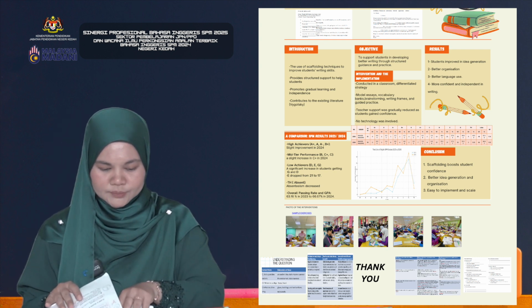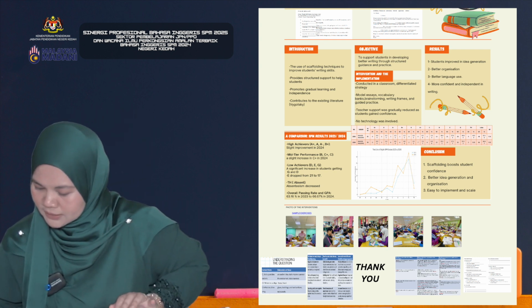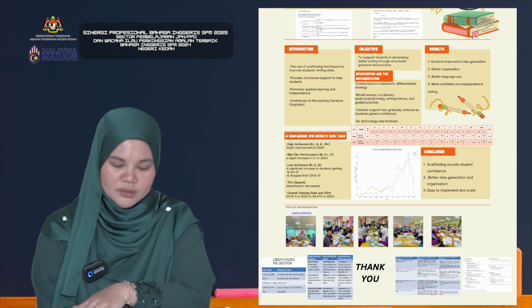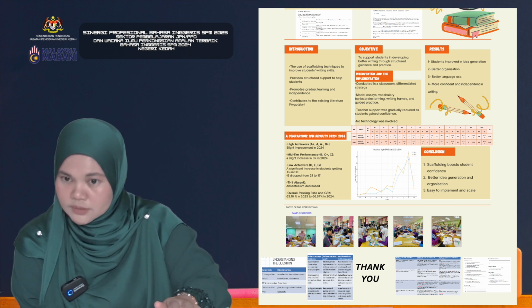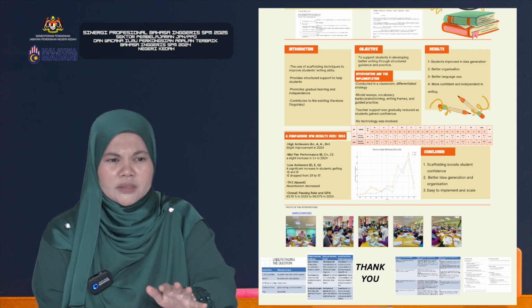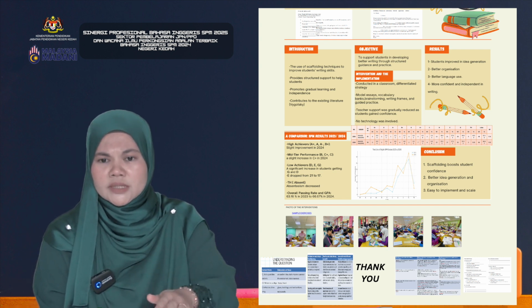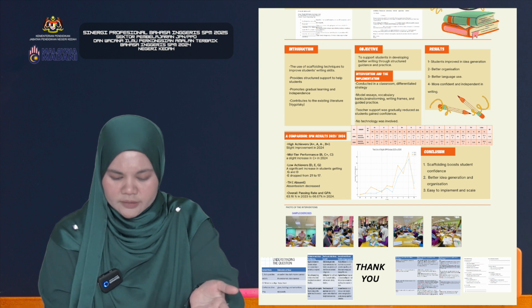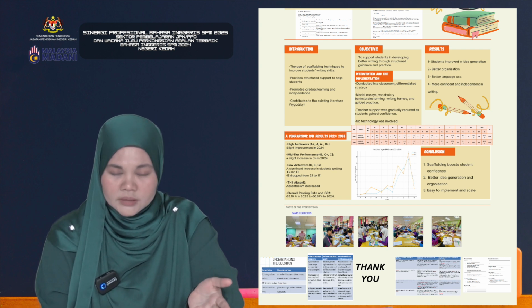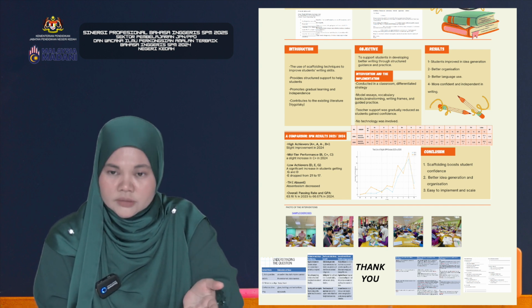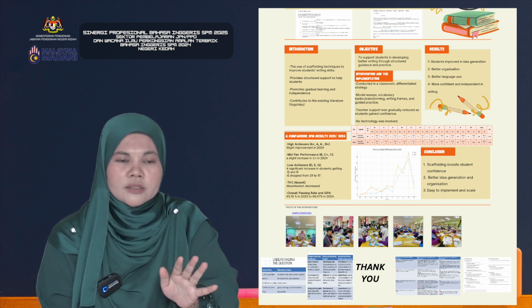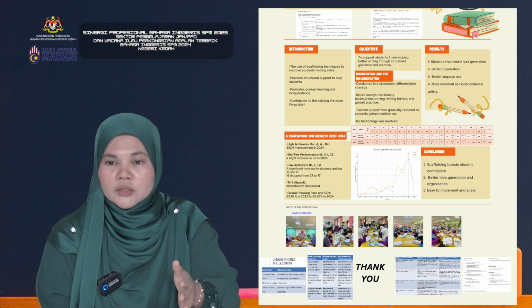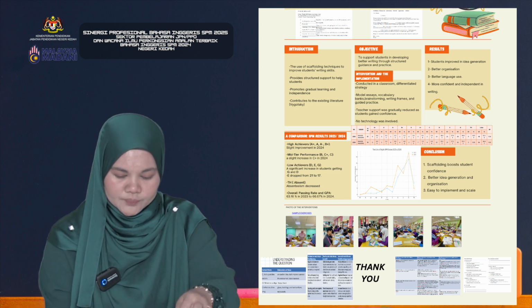Okay, so second one is better organization. What about better organization? So this one, when I use writing frames, most of the students are really bad in arranging all the sentences in a good order, or when paragraphing all the essays. They started to organize their essays clearly from introductions and conclusions. So we can see that their work become more structured, logical, with proper transition and flow.